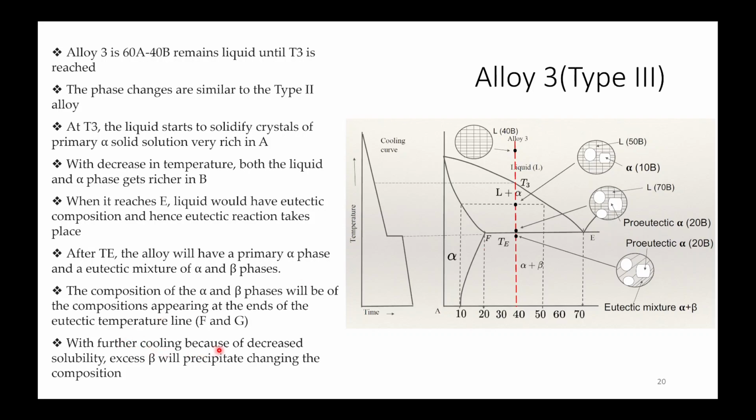With further cooling, because of decreased solubility, excess beta will precipitate, changing the composition. In this case, the structure below this eutectic temperature will be almost similar up to room temperature. It will have pro-eutectic alpha, and the remaining will be the eutectic mixture of alpha and beta.